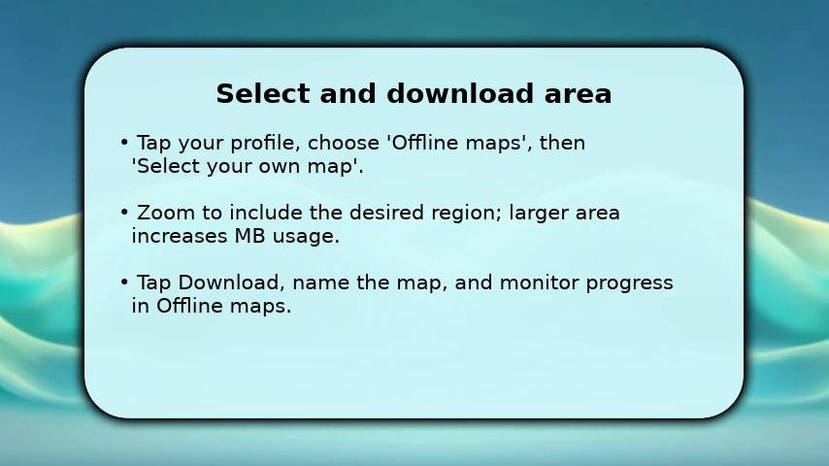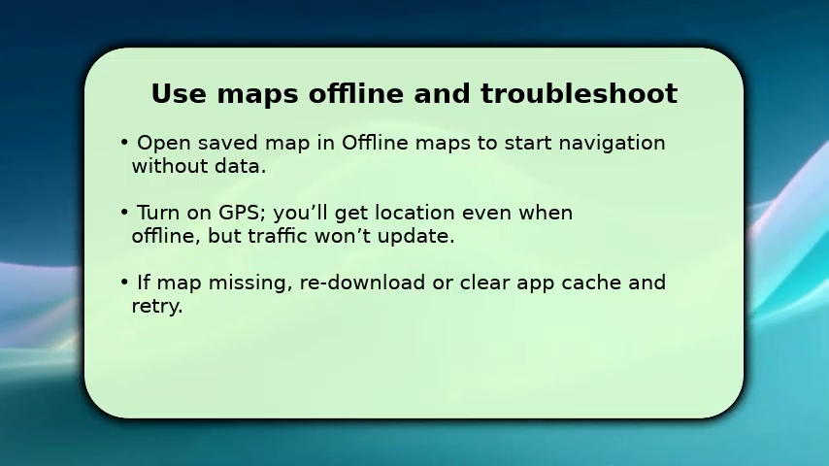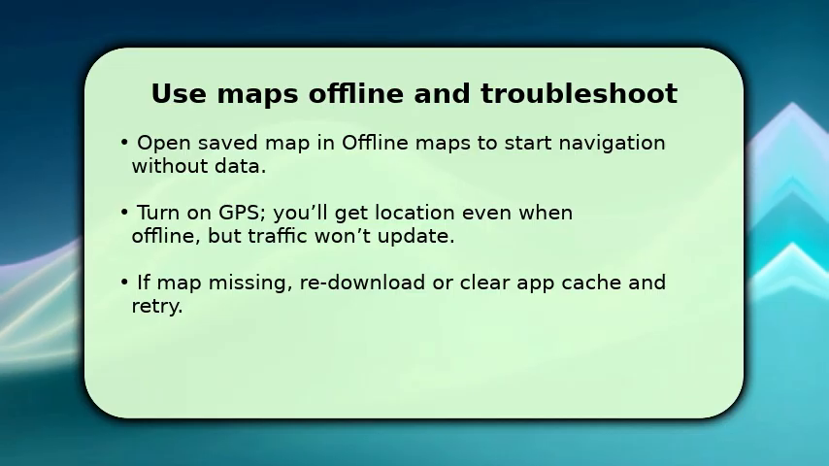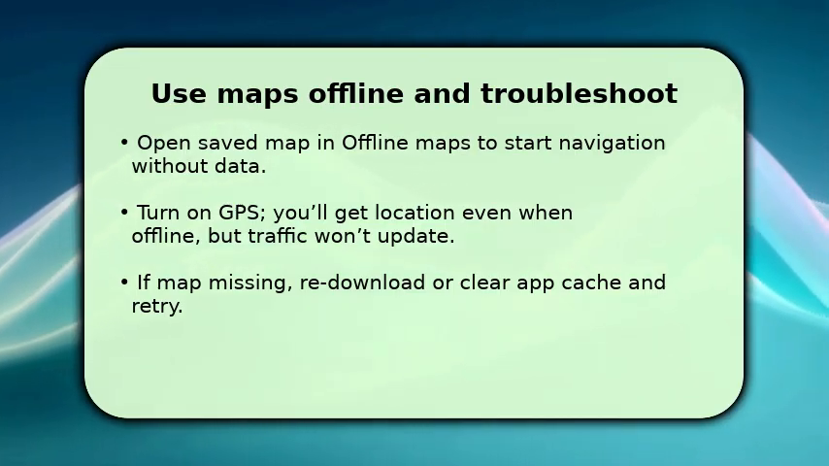Open Offline Maps and select the saved area, then start directions as usual. Make sure your iPhone's location services and Google Maps GPS permission are on. GPS works offline for positioning, though live traffic and alternate routes require data.